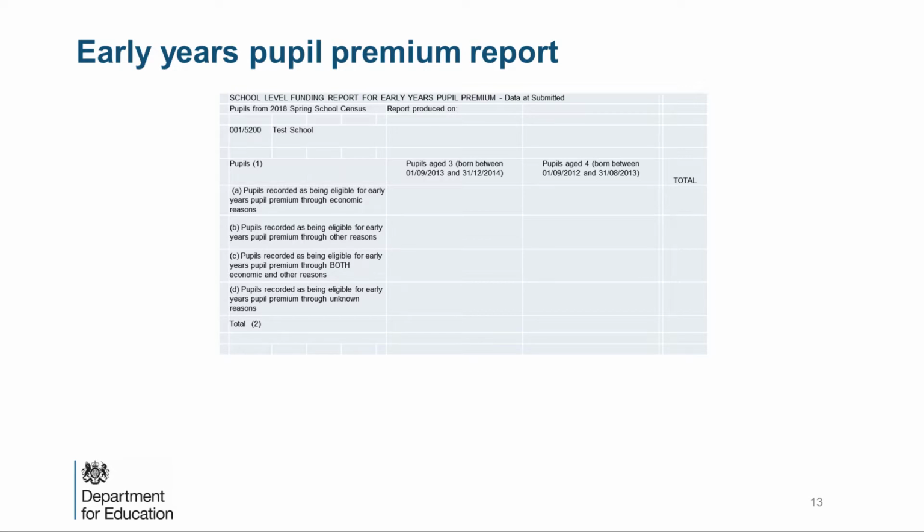The early years pupil premium report is aimed specifically at the data collected via the school census and will allow you to check and verify the data contained in your spring return, which will feed into the early years pupil premium allocation.